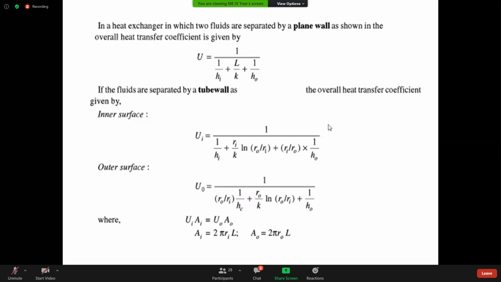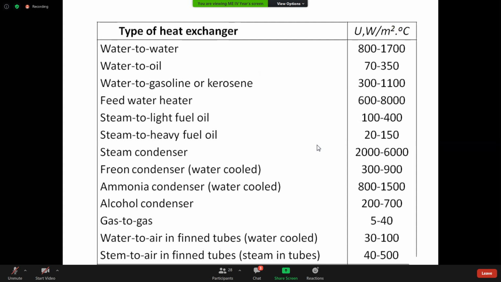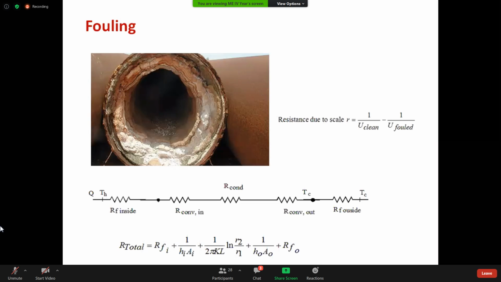Separately, you don't need to remember them. At the same time, these are derived from the hollow cylinder cases. These are the overall heat transfer coefficients. Make sure that the overall heat transfer coefficient and the heat transfer coefficient are different. H is the convective heat transfer coefficient. This is the overall heat transfer coefficient together with conductive resistance. These are some values: water to water, water to oil, like that. Next, fouling resistance also we have to include.